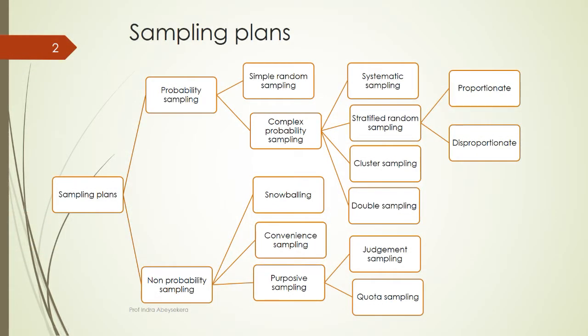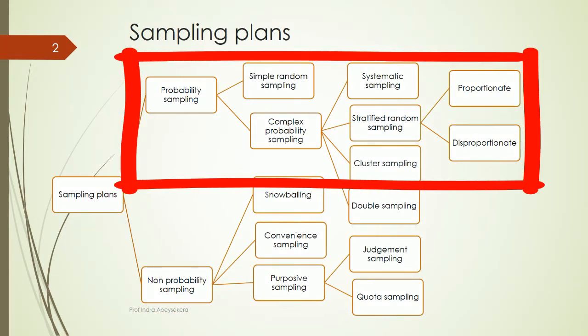There are two plans. First one is probability sampling. The other one is non-probability sampling. So under probability sampling, there's simple random sampling and complex probability sampling. Under the complex probability sampling, there are four: systematic sampling, stratified random, cluster sampling, and double sampling.